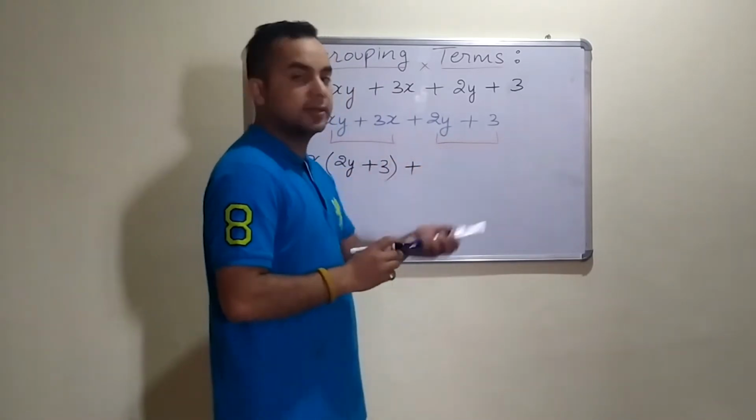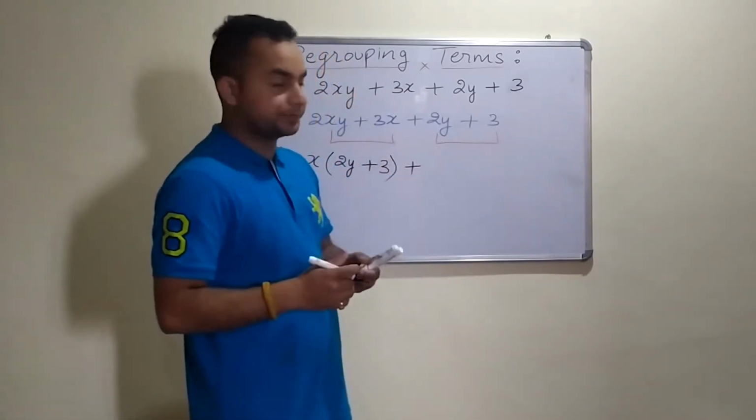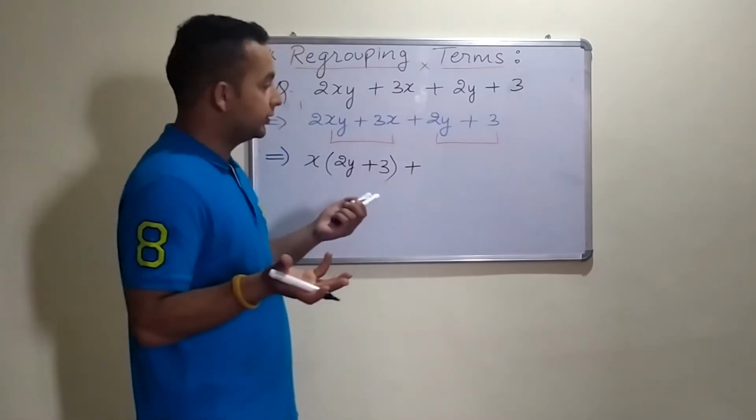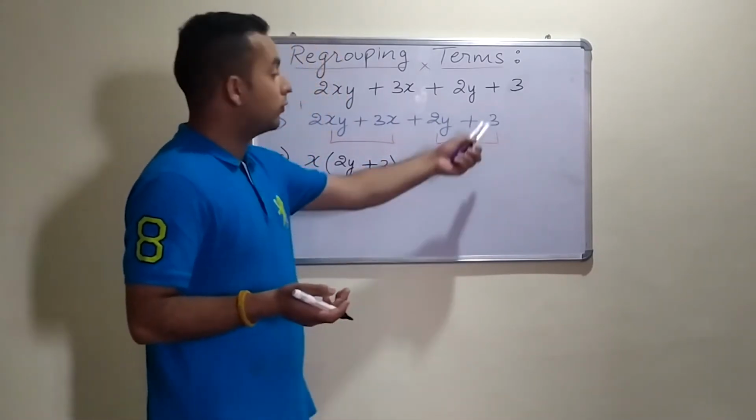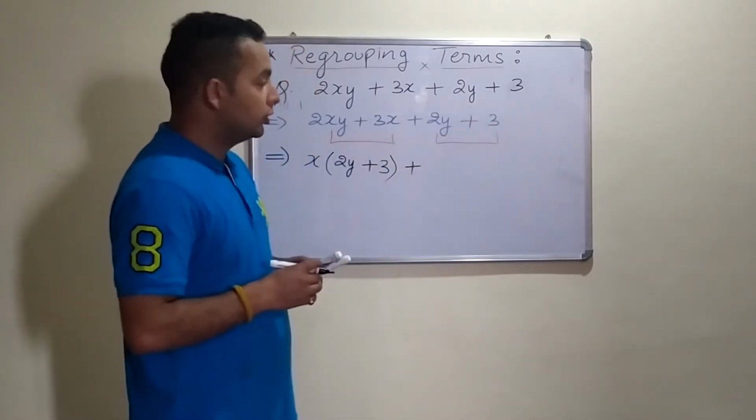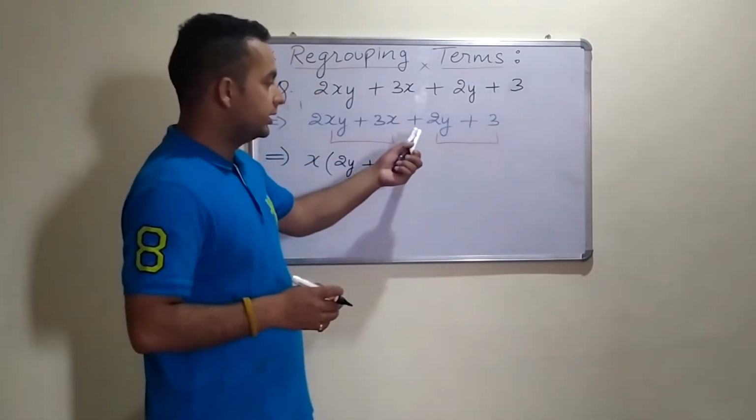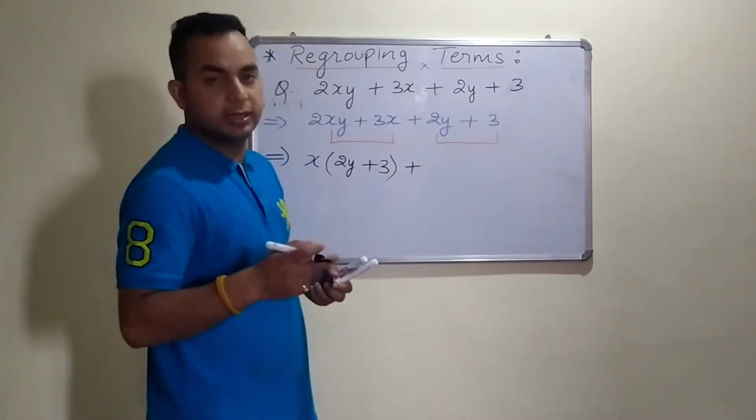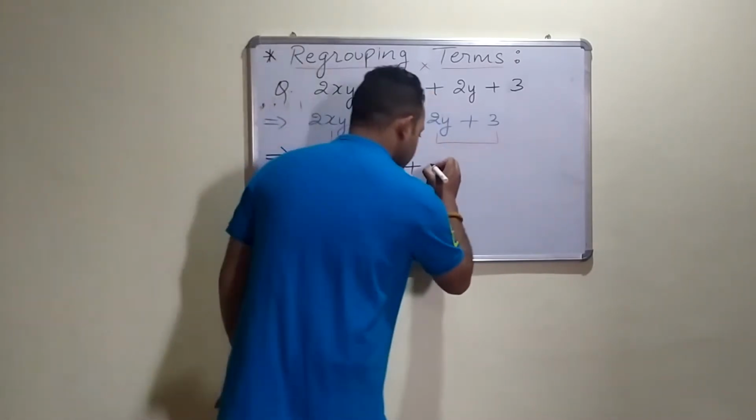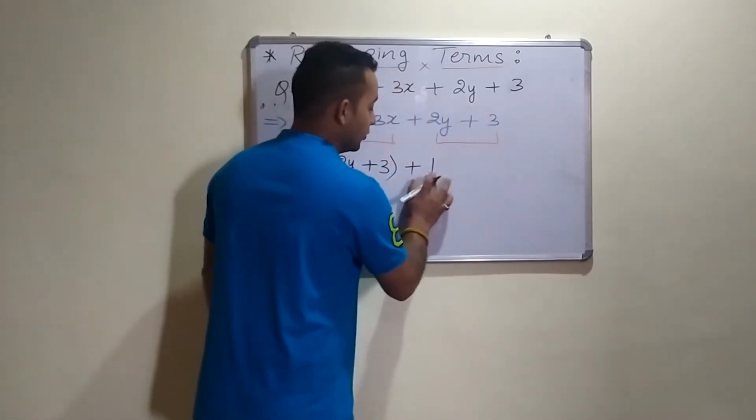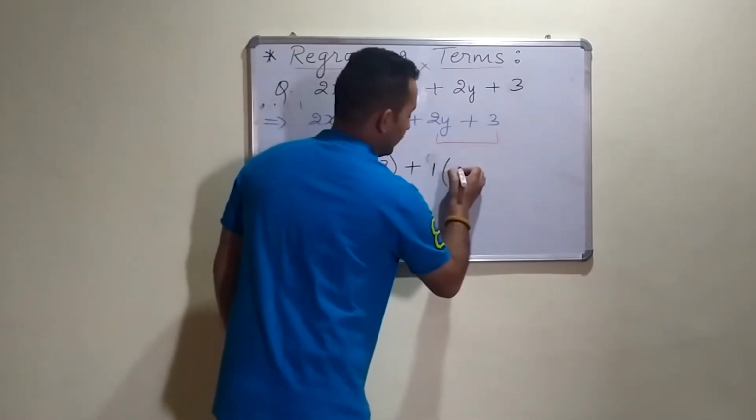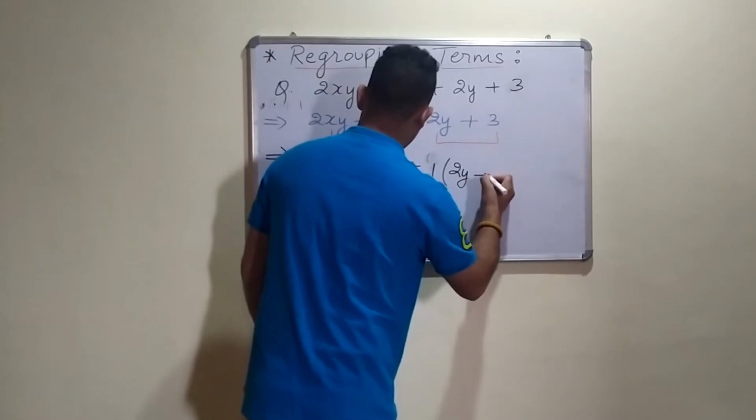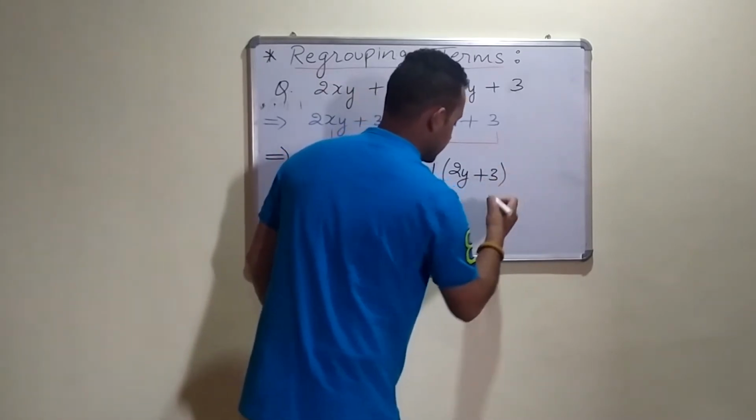Now 2y plus 3. Here you don't have any common, right? Because here it's number 2, it's number 3. Here it's variable y. Here we don't have a variable. So the common between these two things is a number 1. So you can take a number 1 and then 2y as it is plus 3 as it is.